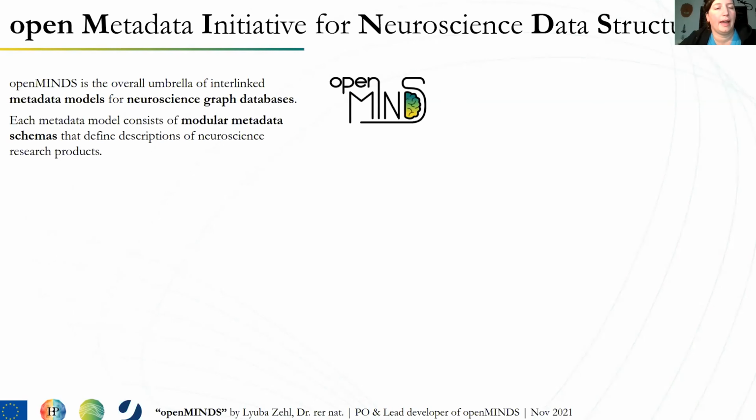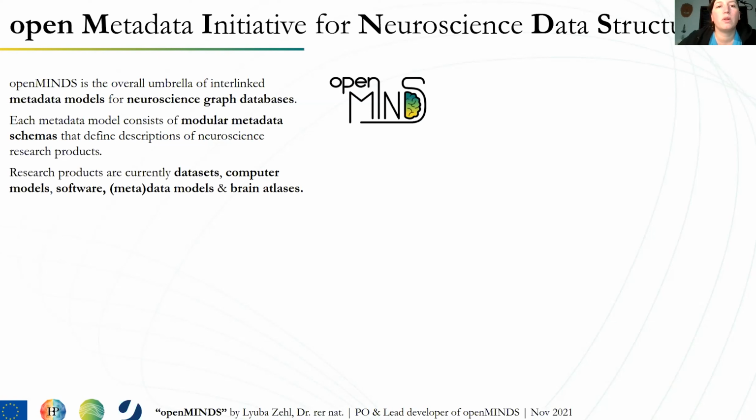Now, as a quick technical summary, for us a metadata model consists of a defined set of linked metadata schemas. Each schema defines a set of related metadata that needs to be captured for describing different aspects of neuroscience research products. For this, a schema specifies key-value pairs, which are the expected metadata properties, as well as the number and type of respectively expected metadata values.